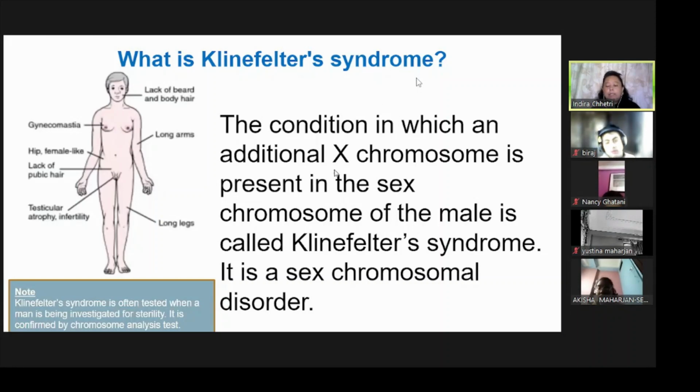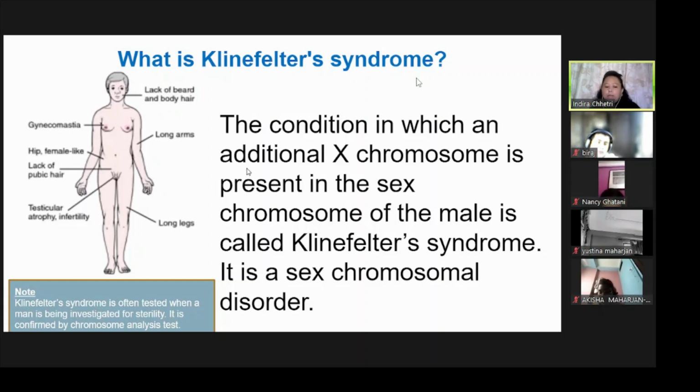They have extra copies of chromosome X. So instead of having only one X and one Y, they may have 2 X's and 1 Y. In some condition, they can have 3 X's and 1 Y also. So when they have more of the X chromosomes in the sex chromosome, where they are supposed to have only 2, instead of 2, if they have 3, sometimes even 4, then that syndrome, which has a collection of symptoms, is known as Klinefelter's.